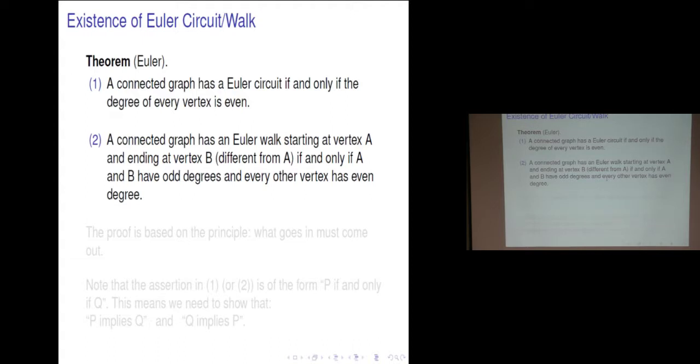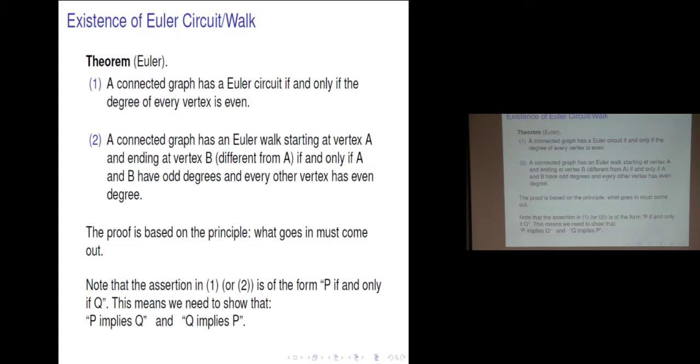So in the remaining 5 minutes, I'm going to prove this. As you know, proof is always optional. But it's fun. This is actually very easy. So the proof is based on this principle: what goes in must come out, right? So that's why you have an even number. You enter, this is once, but you have to go out. So it has to even out, right? You cannot have a single way to enter. Suppose you enter without going out, you must be the end point. So the reason is like that.